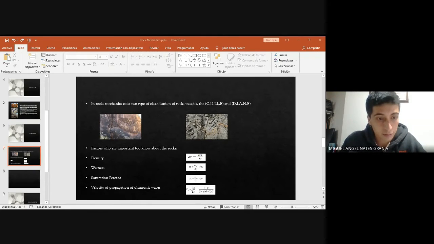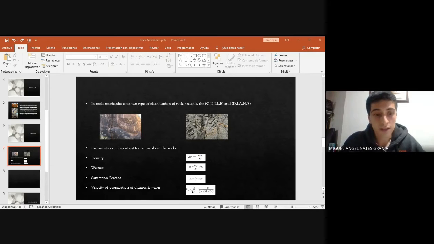The water content is the mass of water that the rock presents. If we want to calculate it, we need to know the mass of water. To know the mass of water, we need to subtract the dry mass of the rock from the wet mass of the rock, divide this by the dry mass of the rock, and multiply by 100%.